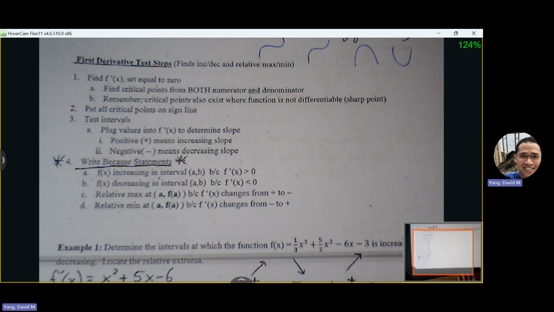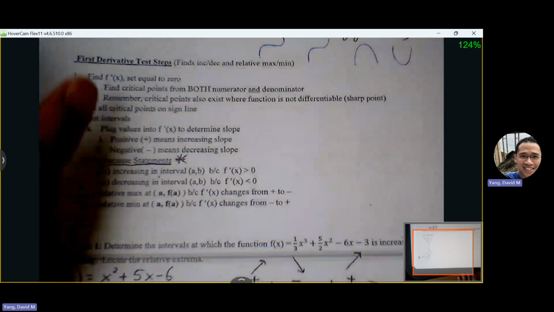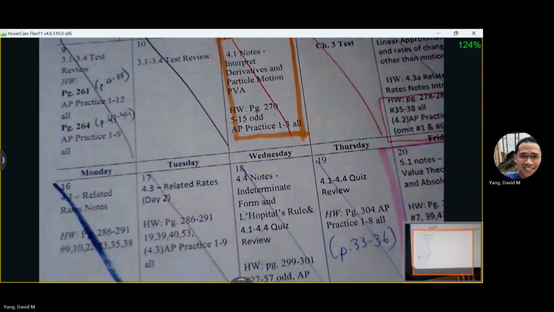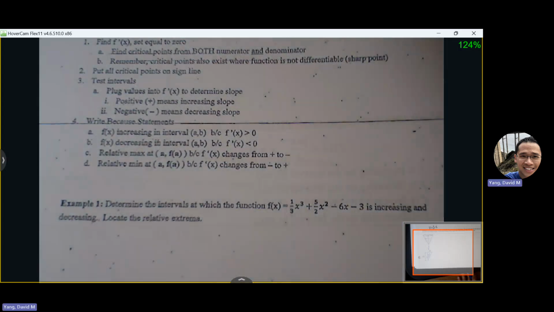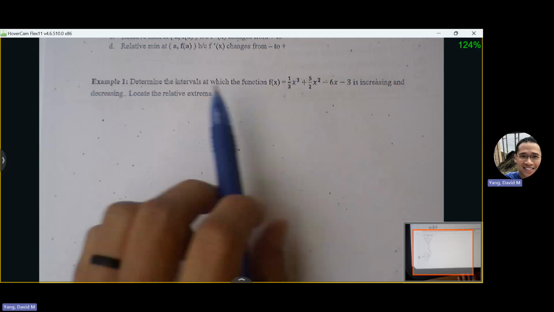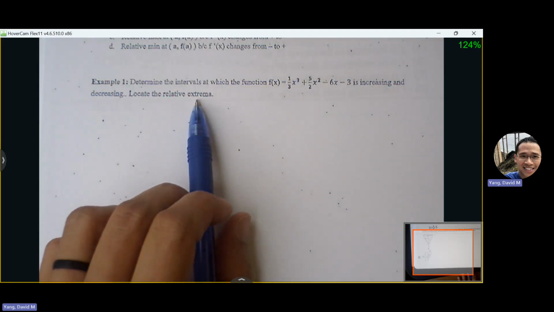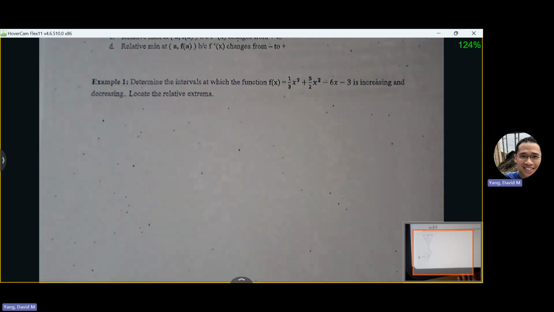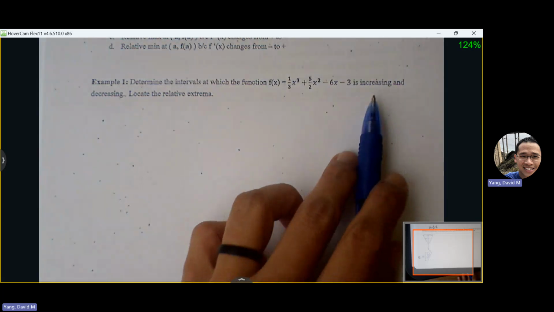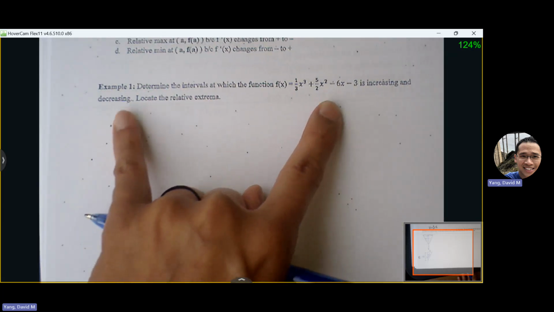Okay, so let's do example 1, and we're going to try to gather the movement of the graph without looking at the graph itself, just relying on f prime and the f prime sign line. Okay, so number 1, determine the intervals in which our function is increasing and decreasing. Locate the relative extrema. Extrema is just the plural of extremum, so just relative max and relative min. Anytime we're talking about increase, decrease, let's also find relative max, relative min.